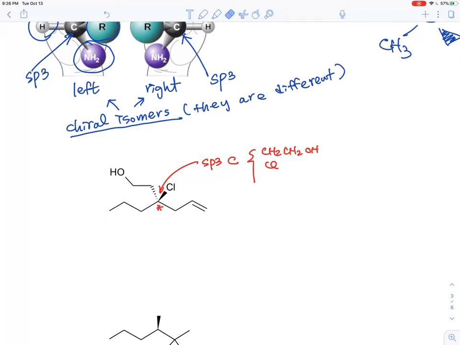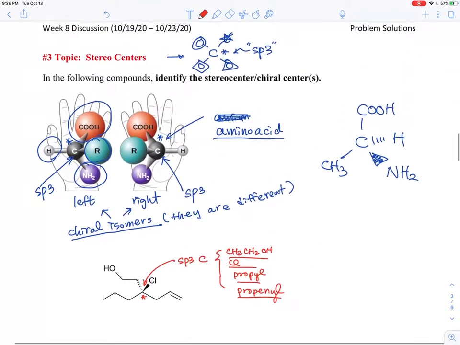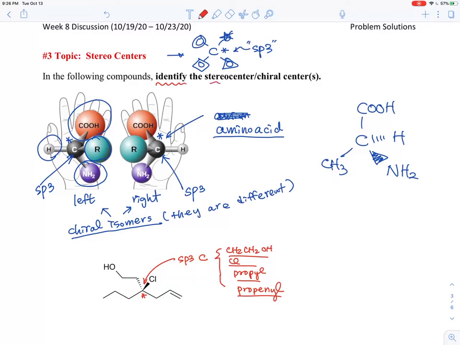So let me get rid of this, it's a little too much. 1, 2, 3, so I think the propyl, and then this one is propanol. You don't have to write it this way like I did. So those are the 4 different attachments that you see. That's what this question is asking: identify the stereocenters, and then you just mark it with a star sign, just like I do here.